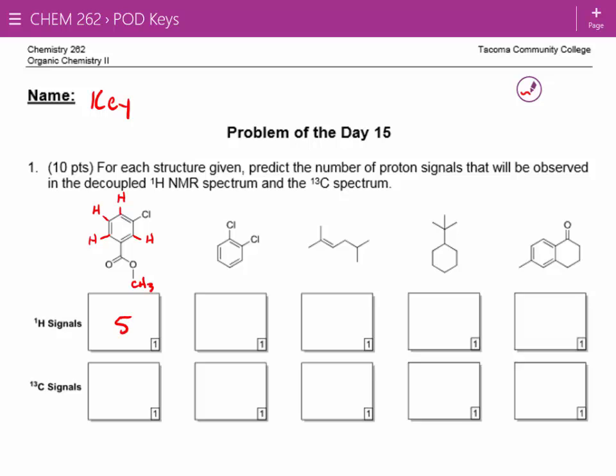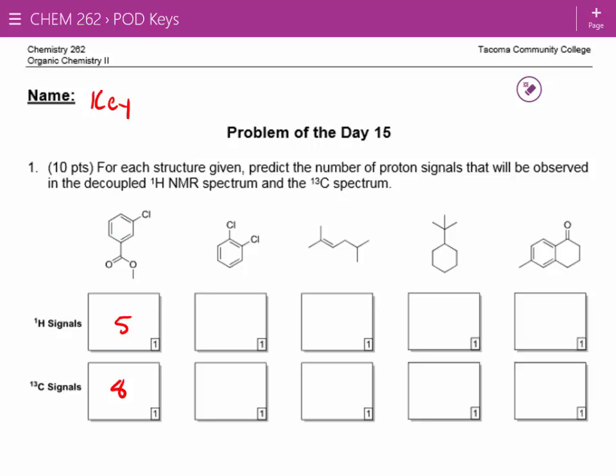How many carbon signals are we going to have in this compound? Let's go through and count. We've got 1, 2, 3, 4, 5, 6, 7, 8. So we should have 8 carbon signals in that first compound. All right, what about the next compound?